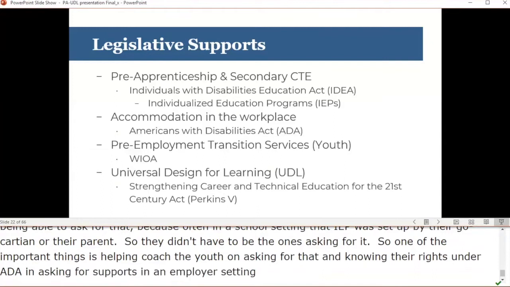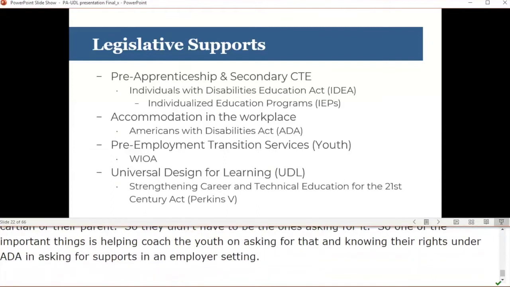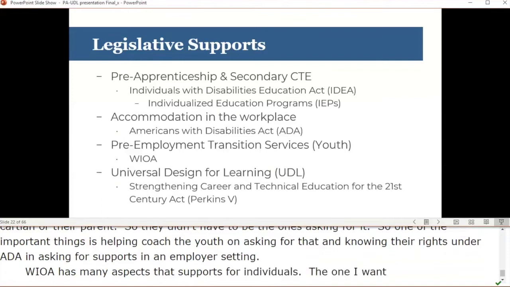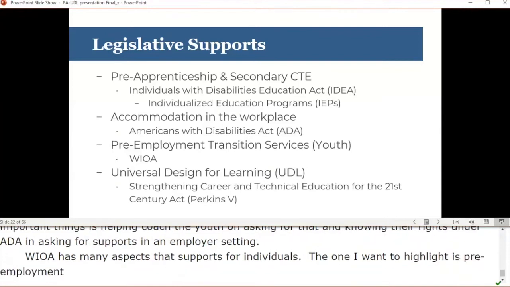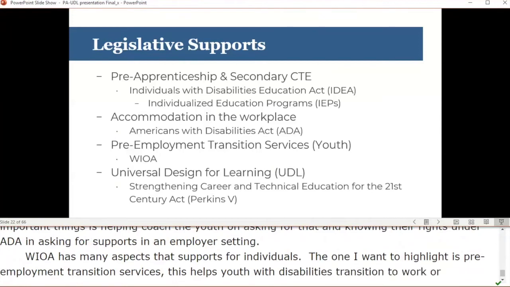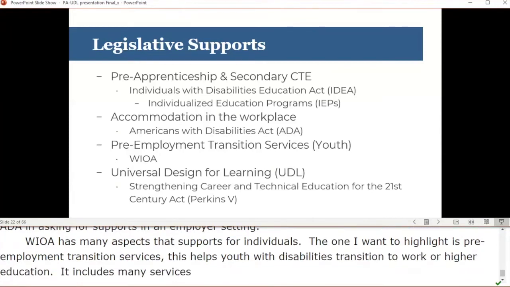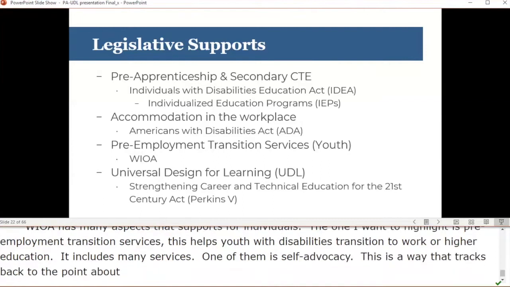WIOA, also mentioned by Ben, has many aspects of it that support individuals with disabilities. The one that I want to highlight is the pre-employment transition services. These are a set of services to help youth with disabilities transition to work or higher education. And it includes many services. One of them is self-advocacy. So this is a way that tracks back to the point about preparing pre-apprentices to have that conversation with employers about requesting accommodation should they want that.